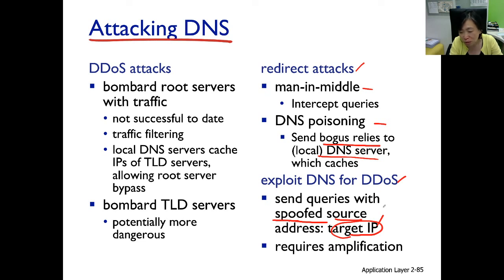But this is also a bit hard to do because you have to hijack enough of these queries. You need to spoof enough of these queries. So you need amplification in order to make sure that the service is really denied at the target IP. And that's all for DNS.